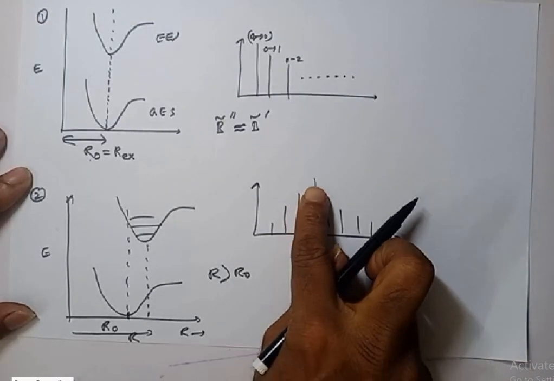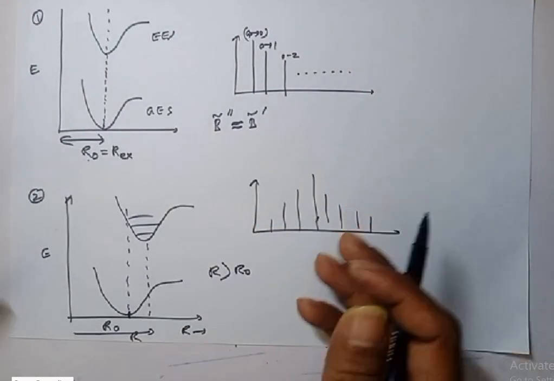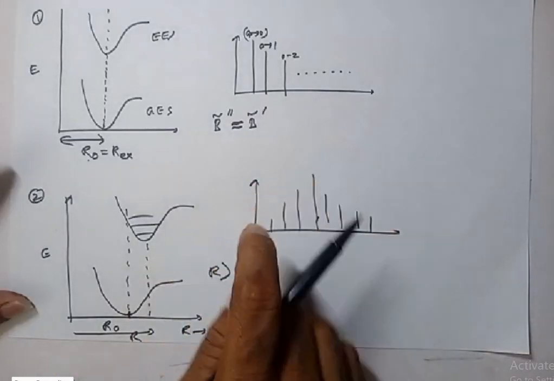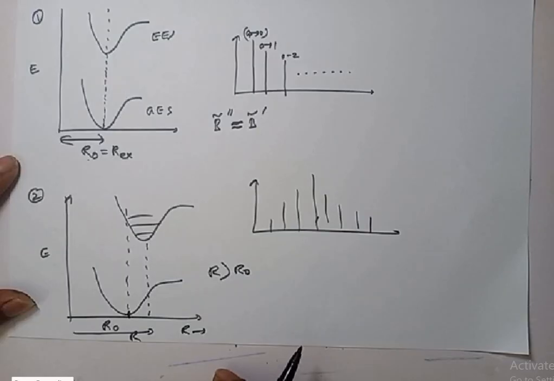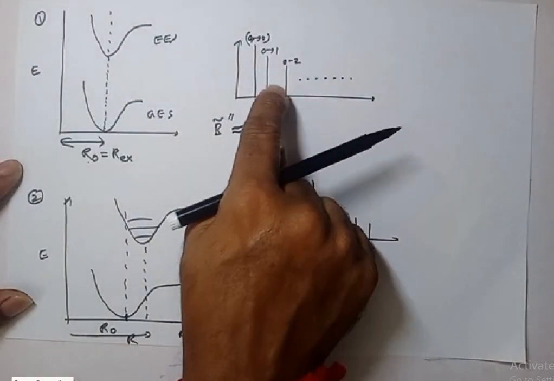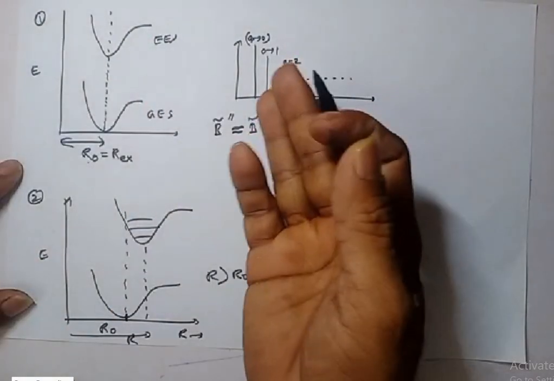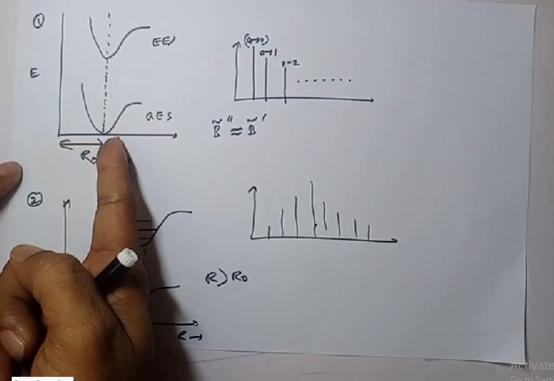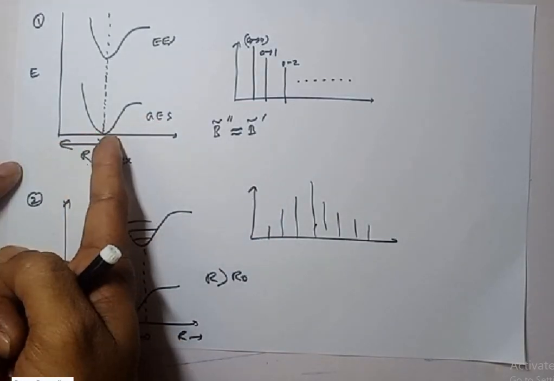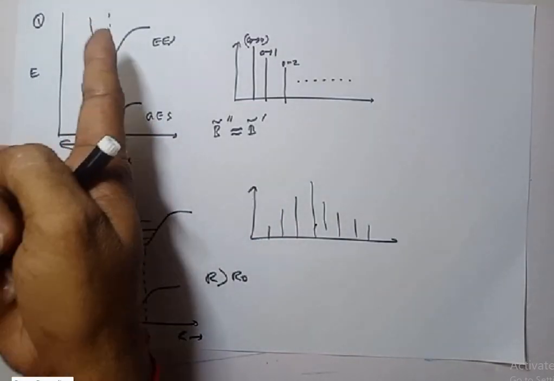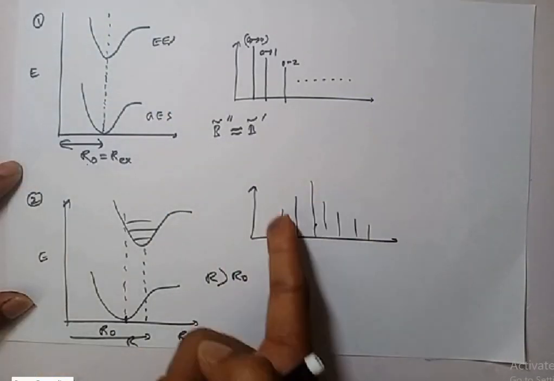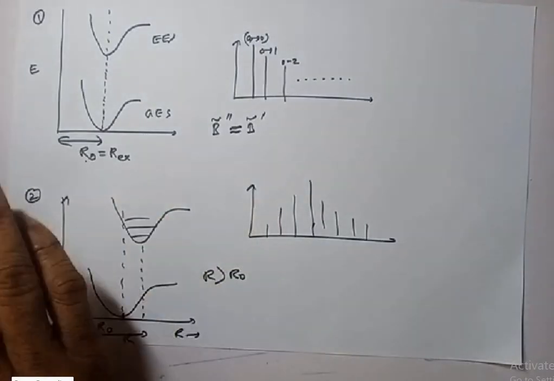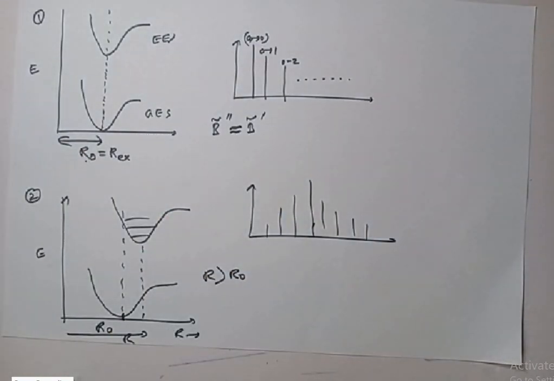It need not be 0 to 4 or 0 to 5. It can be anything. The point here is 0 to 0 is not the high intensity line. So if I get a spectrum like this, we can very easily say that the ground electronic state internuclear distance and excited electronic state internuclear distance are almost equal. If you get a spectrum like this, then the internuclear distances are not equal. Is this point clear?